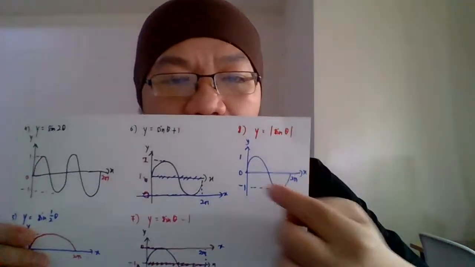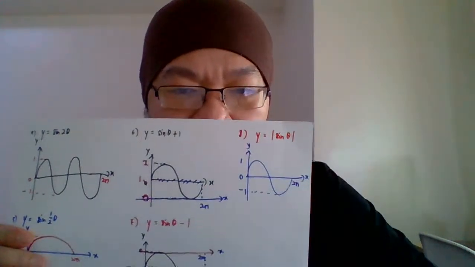Look at your sine theta first. Just draw the normal sine theta. So it will become like this. I'm labeling first: 1, -1, 0, and 2 pi. Okay guys, this is my graph of sine theta.